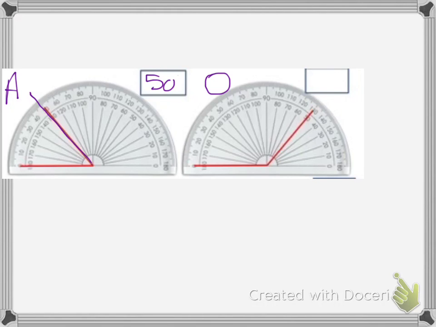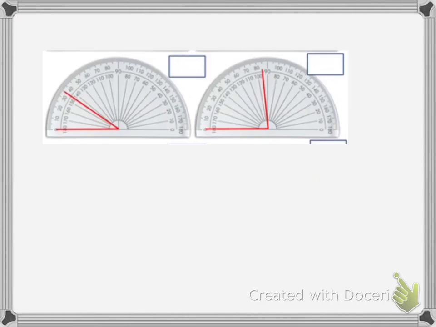On this one, we noted it was obtuse. That means it's greater than 90. So again, our option was either 150 or 110. 110 being the correct answer because it was an obtuse angle. Two more to practice with.